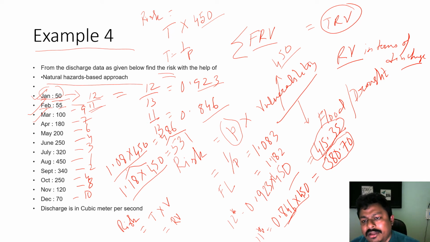And if the vulnerable value is not mentioned separately, always assume that the highest value among the data set will be the vulnerability. So if 450 is the highest value in this data set having 12 discharges, then 450 will be the vulnerability. And suppose 340 is the highest value, then 340 will become the vulnerability. This you must assume if nothing is said about the vulnerability. So this is your natural hazard based approach.